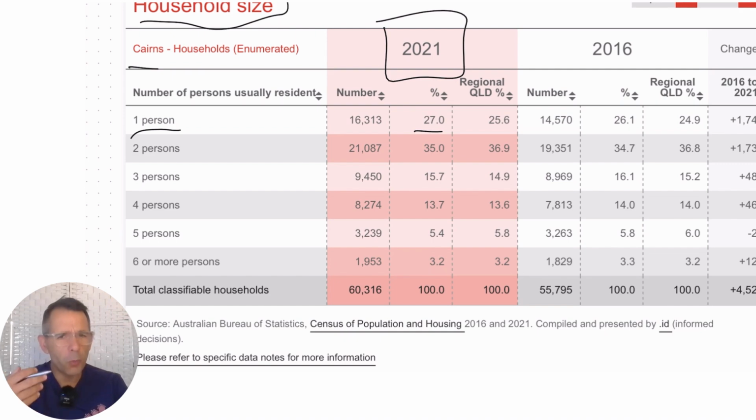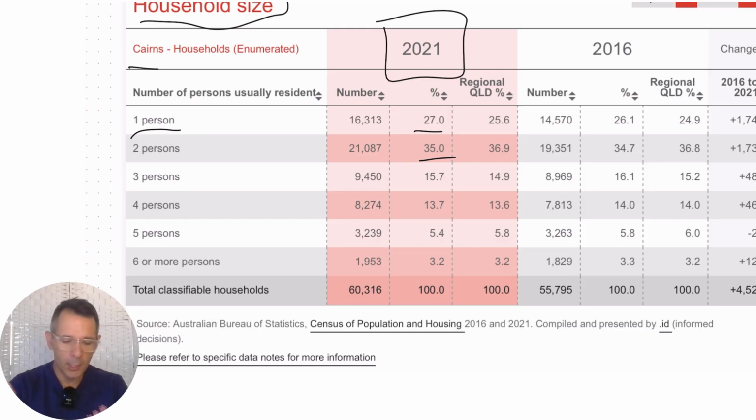So think studio, one-bedroom apartments, maybe two-bedroom apartments, maybe small one-bedroom villas, something along those lines. The next biggest demographic is two-person households. So maybe think one or two-bedroom apartments, maybe a two-bedroom villa, maybe a three-bedroom home, something along those lines.